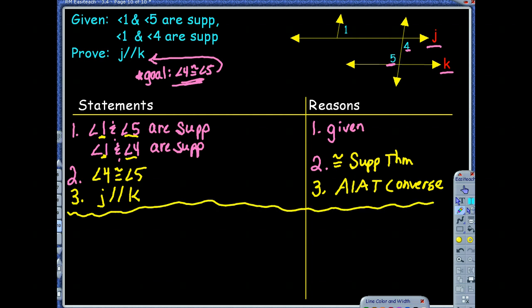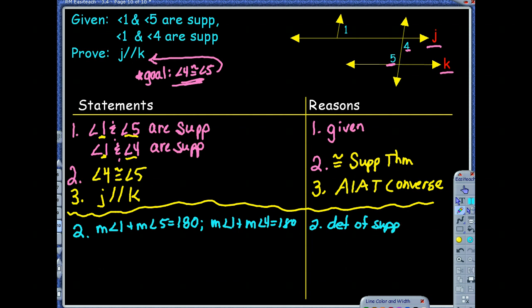Now, say you chose not to use that theorem because you don't remember it. There's another way of doing it. Step 2 would probably be to define the supplementary angles. If you're given a vocab word in a proof, that usually means use the definition. So I can make two equations: the measure of angle 1 plus the measure of angle 5 equals 180, and the measure of angle 1 plus the measure of angle 4 equals 180. That is the definition of supplementary.